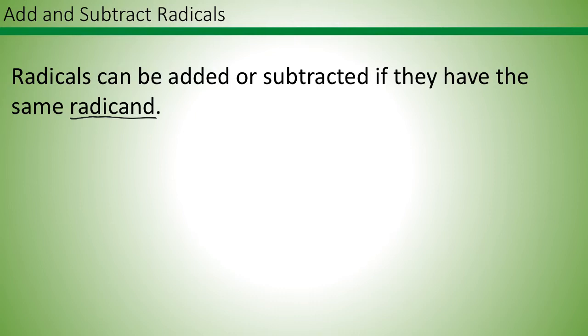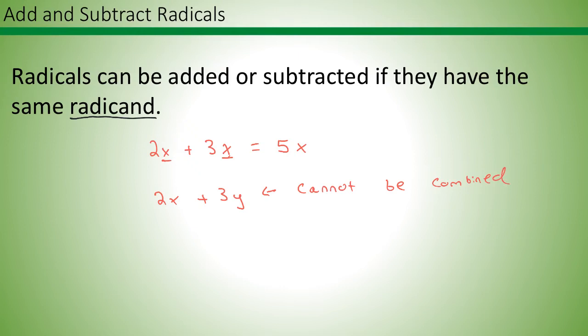If I had 2x plus 3x, okay? Because both of these things have an x, I can combine this and that gives me 5x, okay? But if I had 2x plus 3y, these cannot be combined because they are not like terms, okay? Radicals are going to work pretty much the exact same way.